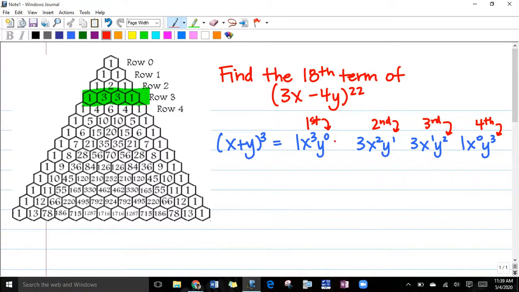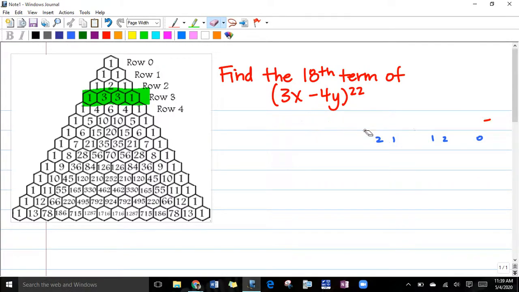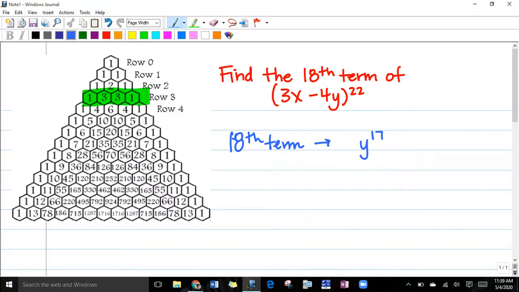And more specifically, the y exponent is always 1 less than the term number. So if we can think about the term number, the y exponent would be 1 less than that, and that's really all the information we need to find this specific term. So again, if we're talking about the 18th term, that means my y exponent is 1 less than that. It's going to be 17. And I can build the term just by knowing that. So let's go ahead and say we know that the y is going to be to the 17th power.